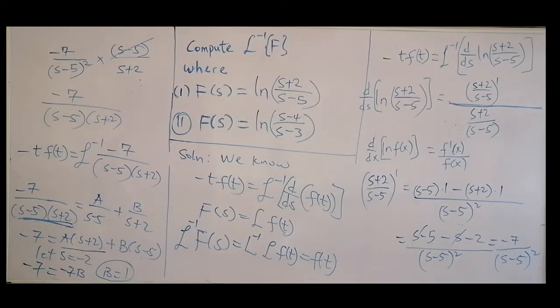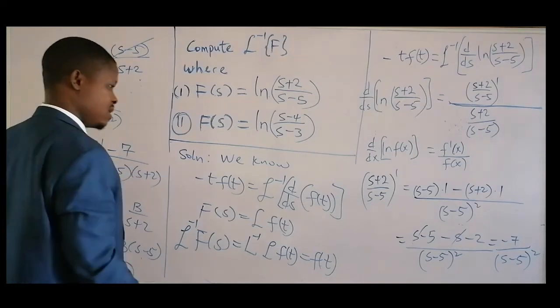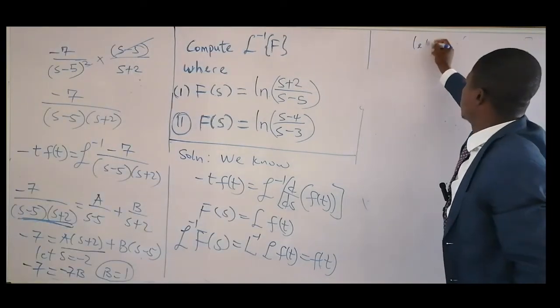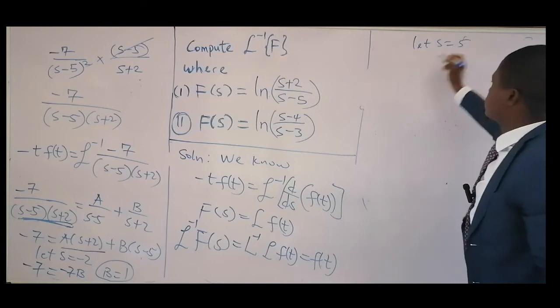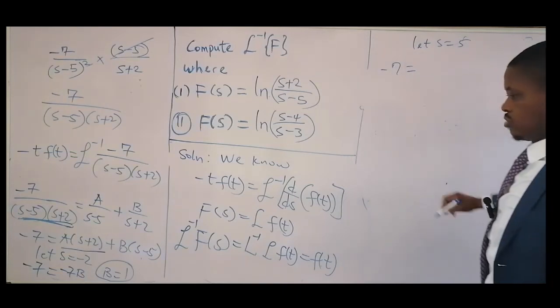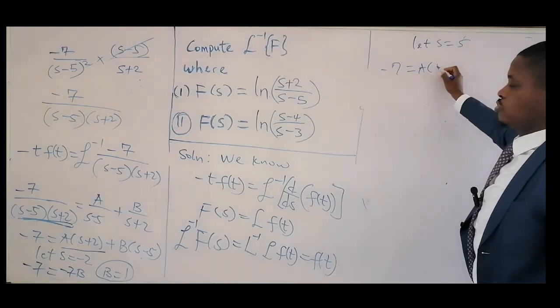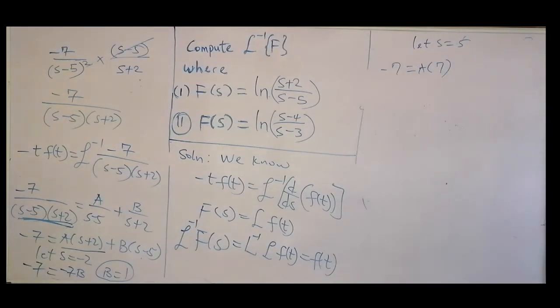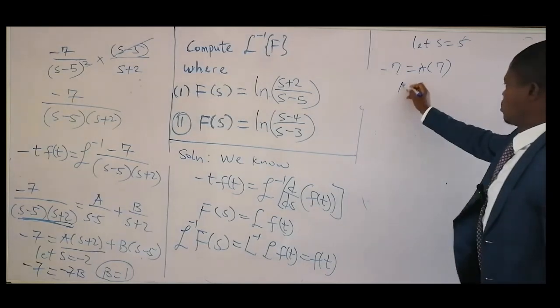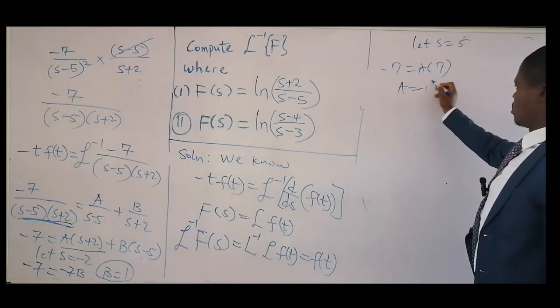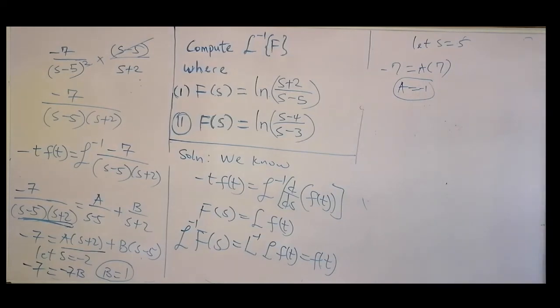Then we can also let x equal to 5. Then minus 7 equals A times (5 plus 2), that's 7A. So A equals minus 1.